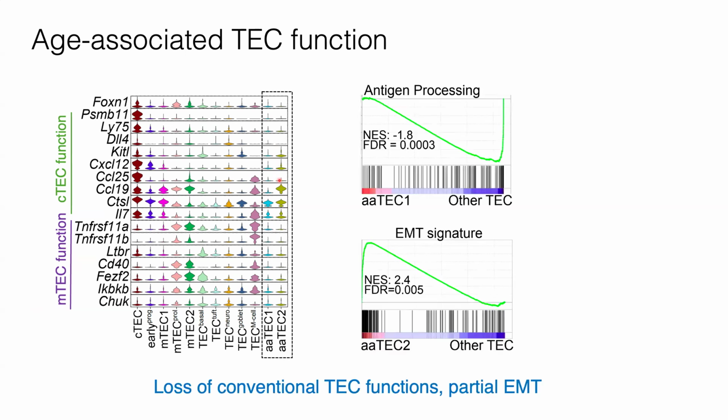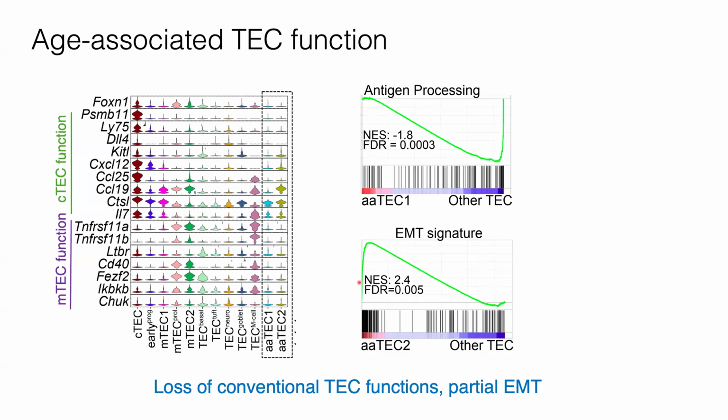If we do a broader gene set enrichment analysis, it confirms that we have defects in key antigen processing machinery here. So this is an enrichment showing that while other thymic epithelial cell subsets have high expression of antigen processing machinery and MHC and so on, the AA-TECs tend not to have these same pathways active. Conversely, though, we see upregulation, particularly in this AA-TEC2 population, of an epithelial to mesenchymal transition state.